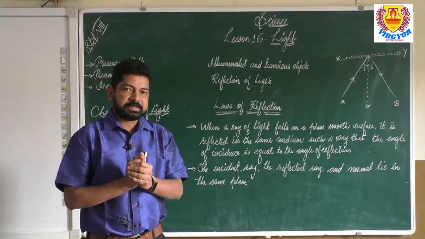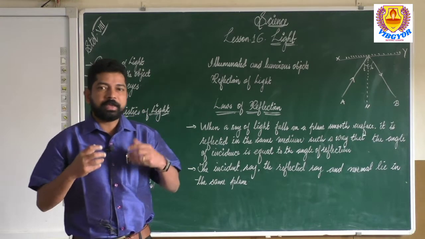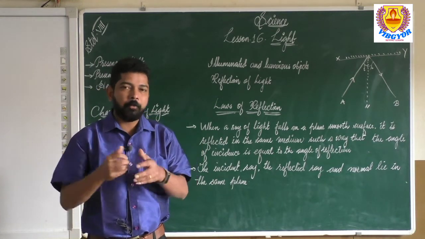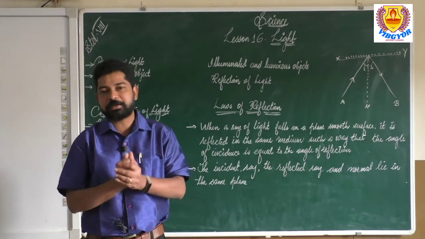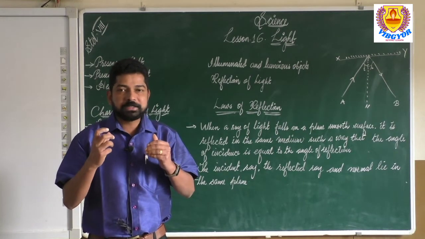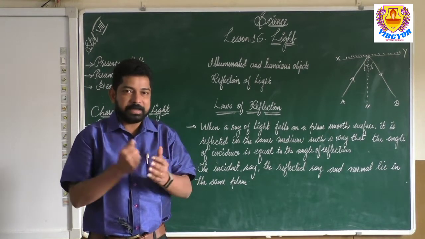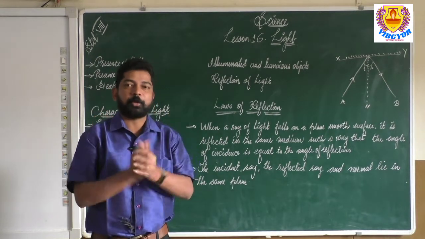So what is light? We know we can see the objects around us. How are we able to see the objects? How do you see the objects? We can see the objects with our eyes. You may say that you are seeing the object with your eyes.